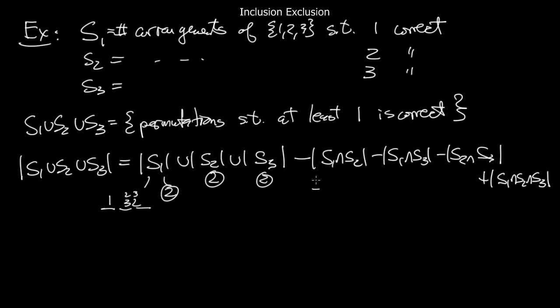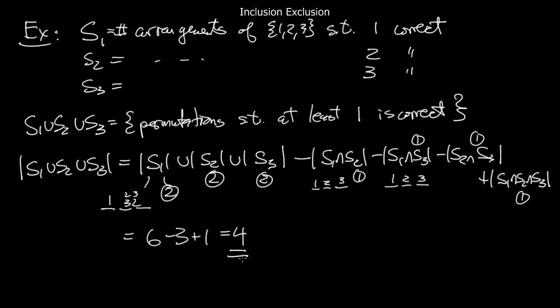And then what's S1 intersect S2? Well, that's where 1 and 2 are in the correct place, and then 3 is forced, and so there's only 1 of each of these. And then, of course, the last one is where everything is correct, so there's 1. So the number is 6 minus 3 plus 1, which is equal to 4. And that's the number that we saw earlier. Okay, so let's just check one last time. Here are the 4 permutations of 1, 2, 3 where at least one number is in the correct position.